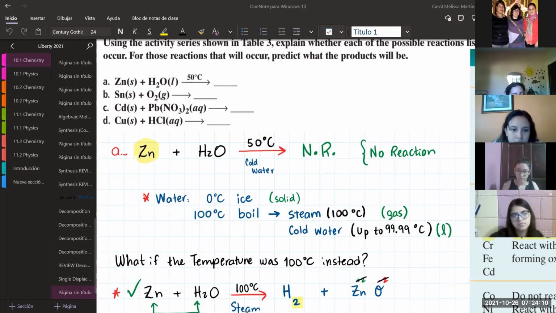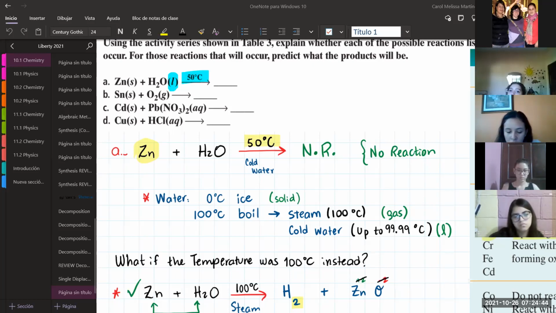In this case, the problem is giving you a temperature of 50 Celsius, but also telling you that it's liquid. I didn't write a physical state in the example, but you can see it right here. It is liquid. So, not just by the temperature, also by the physical state, you can tell that it is cold water, which means that no reaction occurs in the first one. So that is very important.